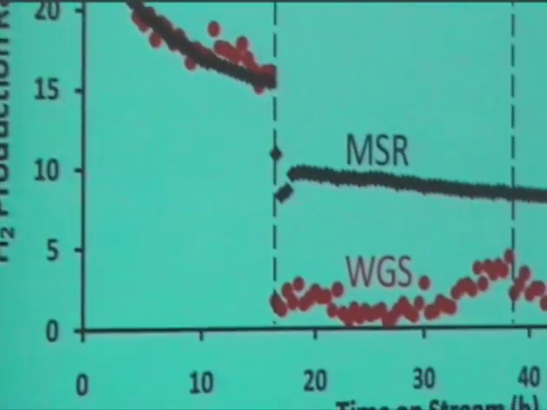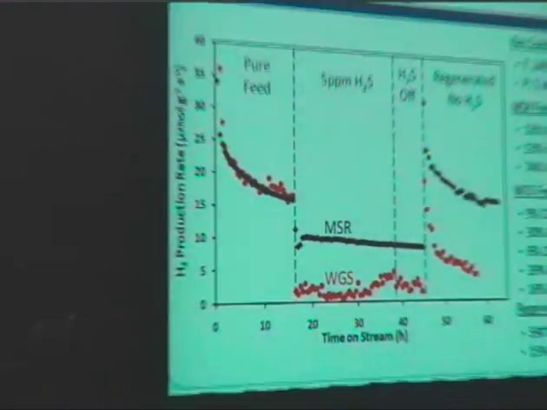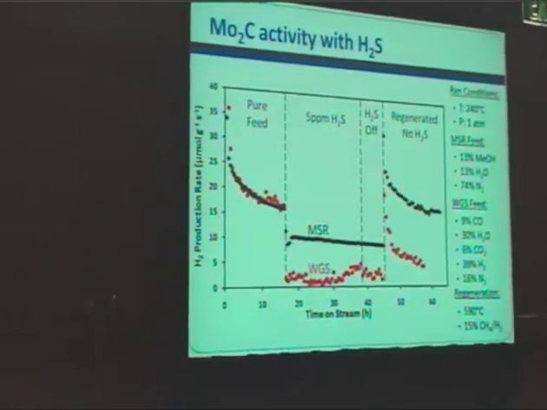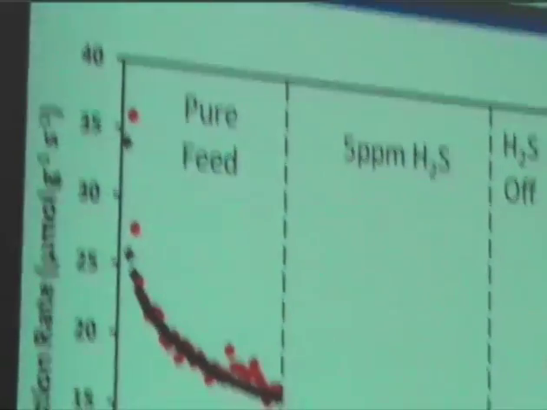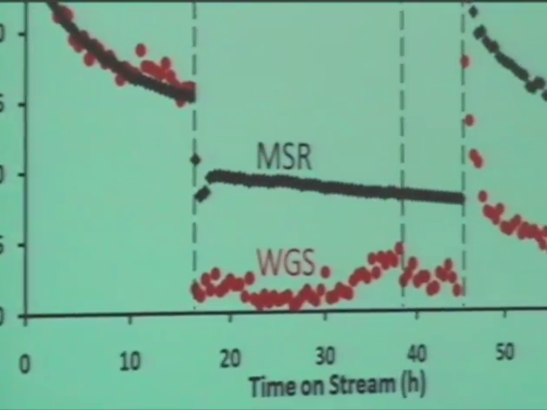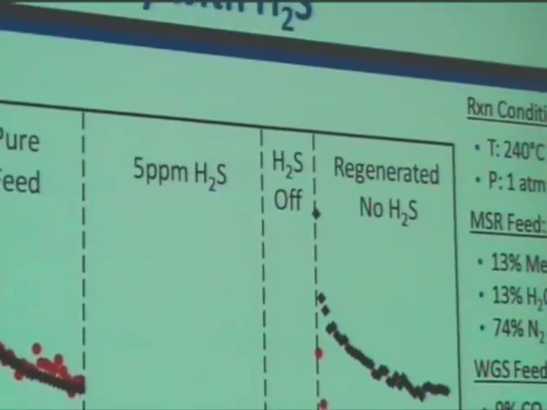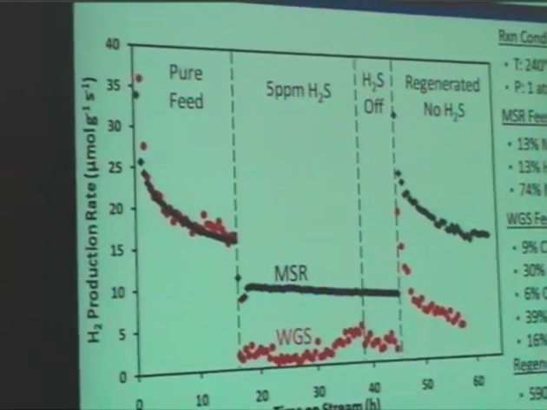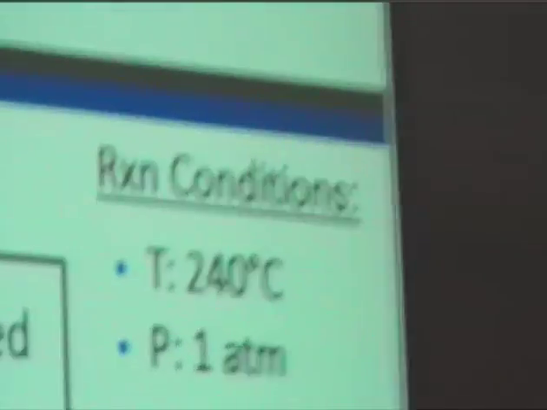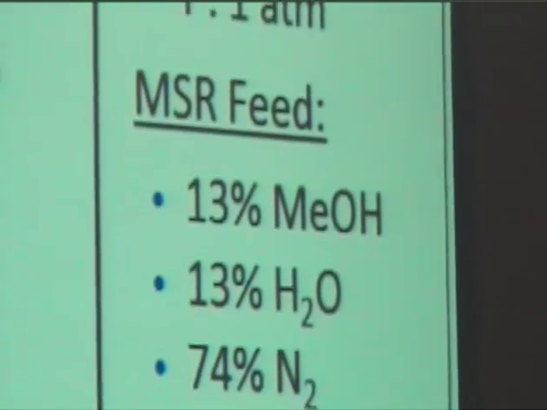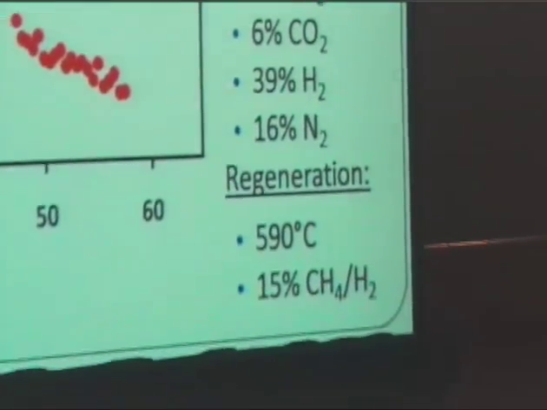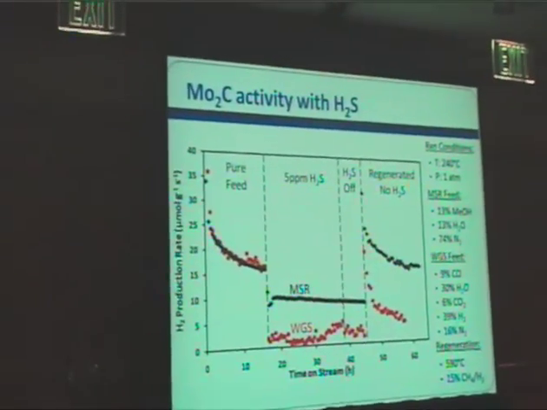And what you see is, when you turn on 5 ppm of H2S, you get about a 90% decrease in activity for water gas shift, but only about a 40% decrease in activity for steam reforming. When you turn off the sulfur, there's no recovery of activity. However, when we regenerate, which again is the 15% methane hydrogen at 590 degrees C, we see that the steam reforming over molybdenum carbide completely regains all of its lost activity. However, for water gas shift, we only regain about, say, 40% of our activity.